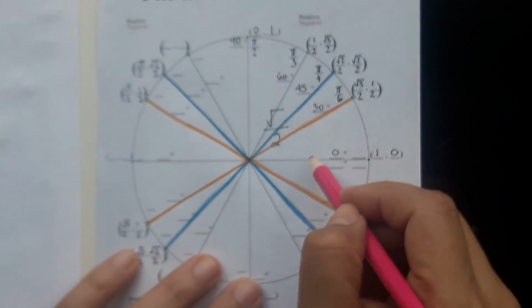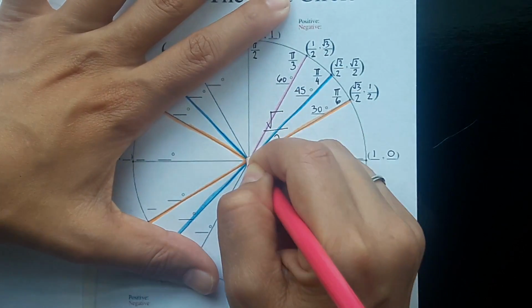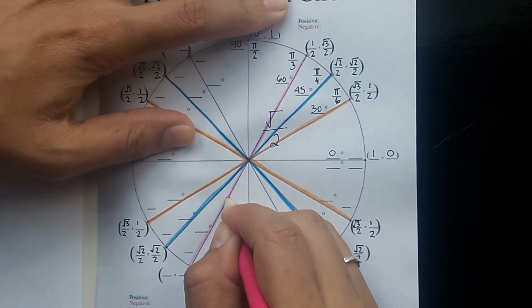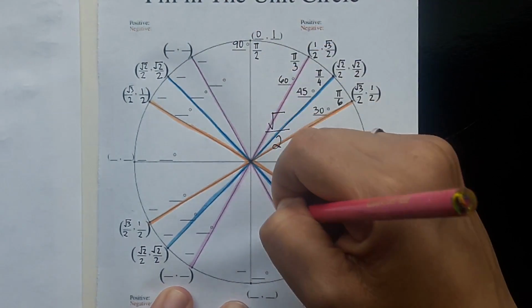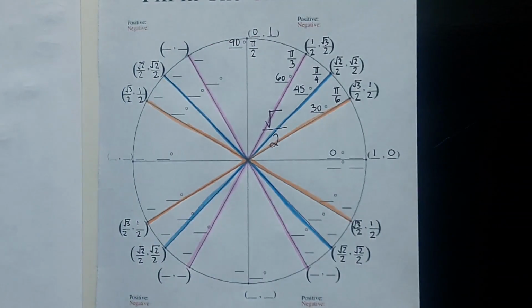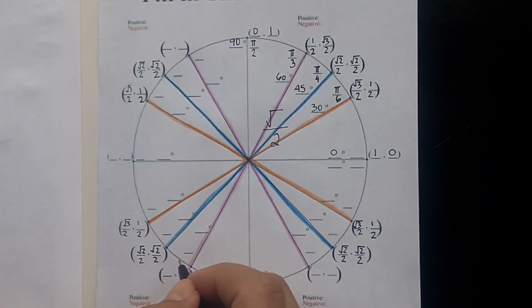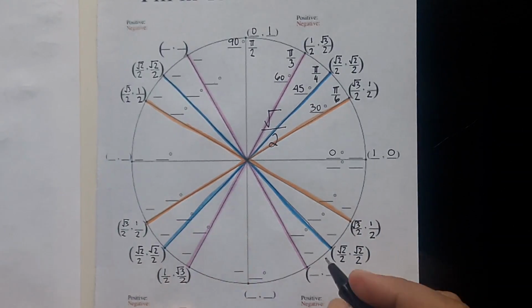Alright, take another color. Extend it all the way down. Reflect it over the y-axis. We'll just count up how many lines up it is. And that's all going to have the same value, so go ahead and fill it all in.